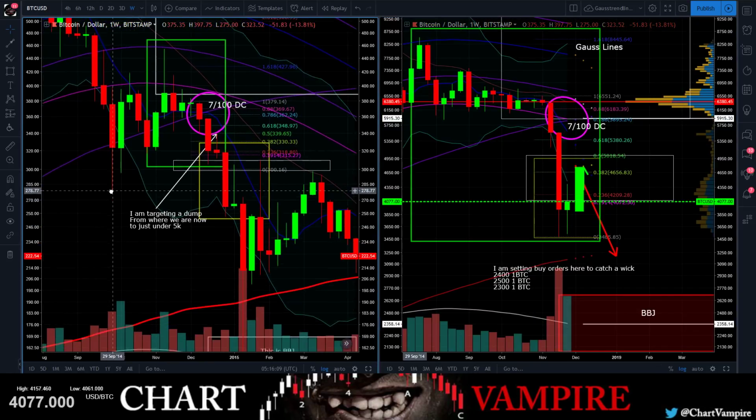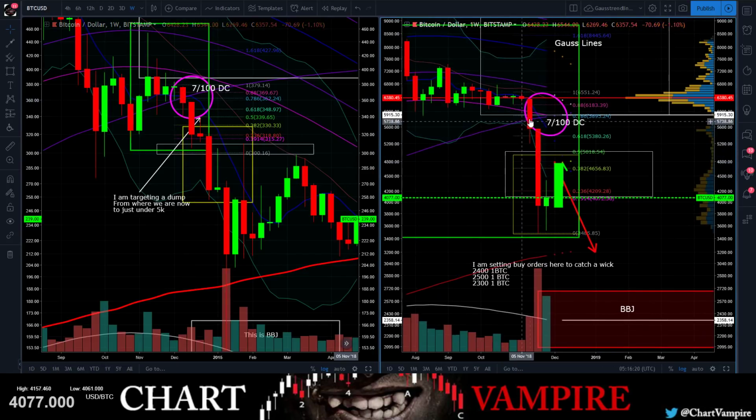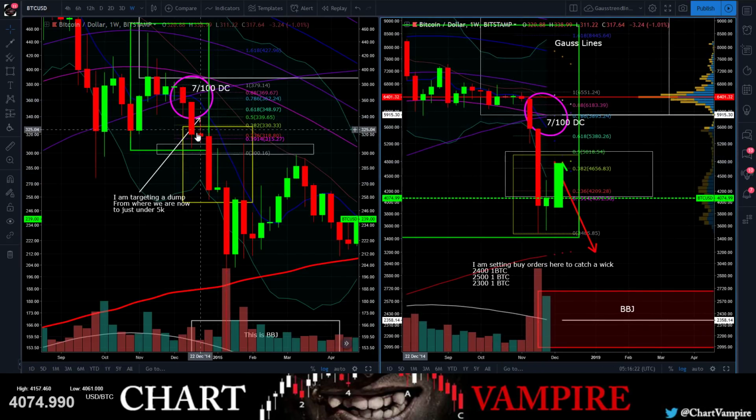I still want to go back to where this 100 crosses the 7, where we get this death cross right here. So there's your death cross right there, your 7 and your 100. Now this weekly candle can come together. It can all come back together.